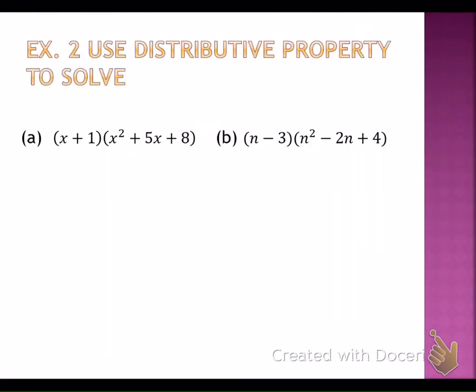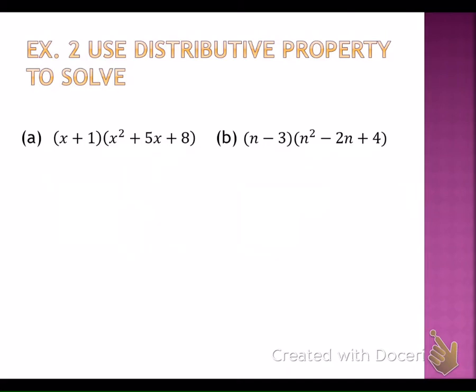Let's look at example number 2. This one tells me specifically what to do. It says use the distributive property to solve. Why can I not use FOIL on these two problems? Trinomial. It's a binomial times a trinomial. Very good, all right? And understand, on a quiz or a test, these may all be mixed together, so you've got to pay attention. If it's a binomial times a trinomial, FOIL's not going to work. You're going to have to distribute.